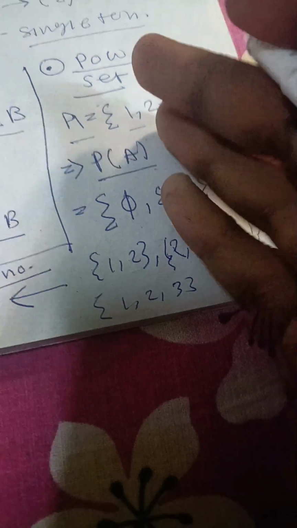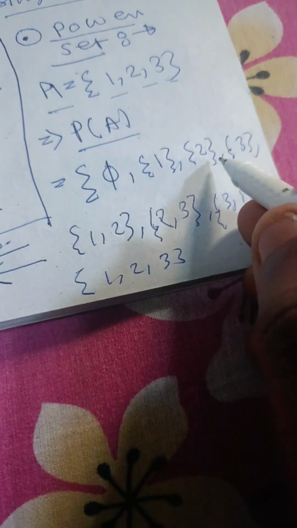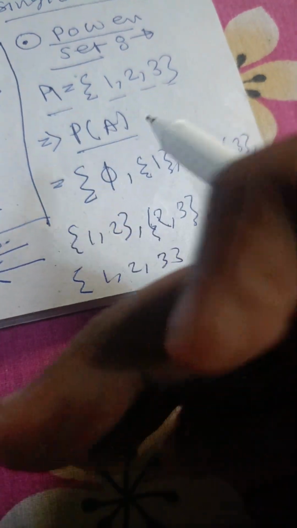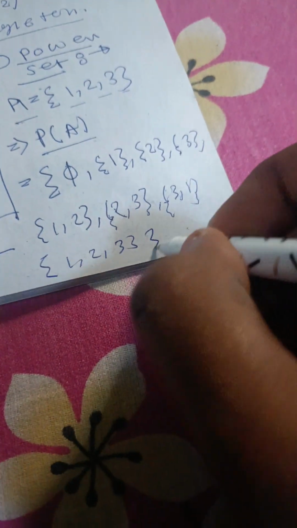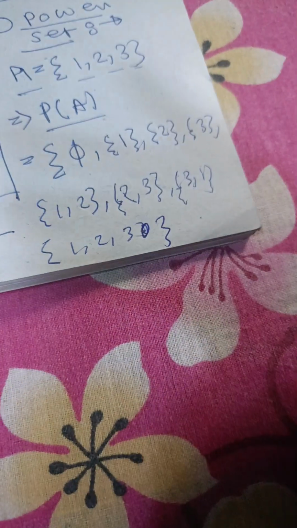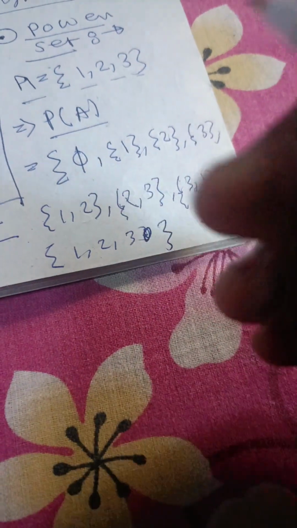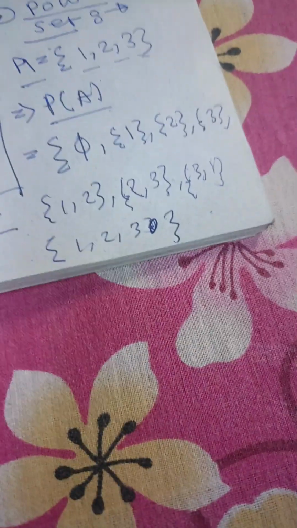If I am not clear, let's see it by the example. A is 1, 2 and 3, then the power set is all the elements written. All the combinations of all the elements are represented in the power set. So there should be phi, because phi is present in every set. That is the default configuration.